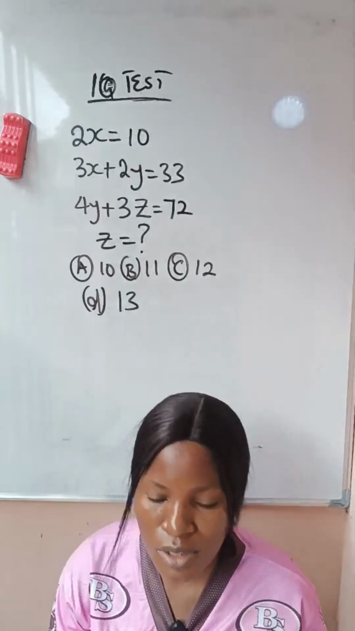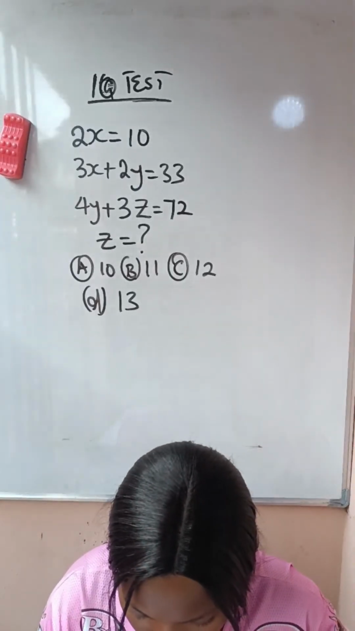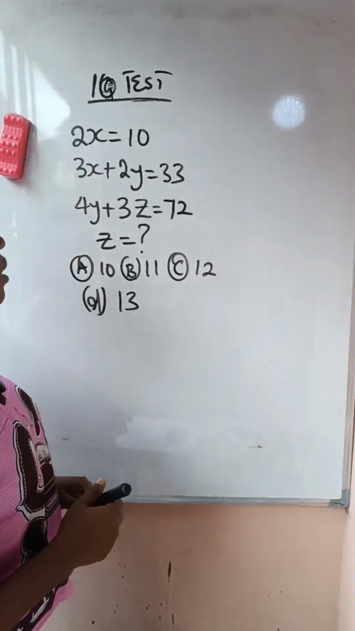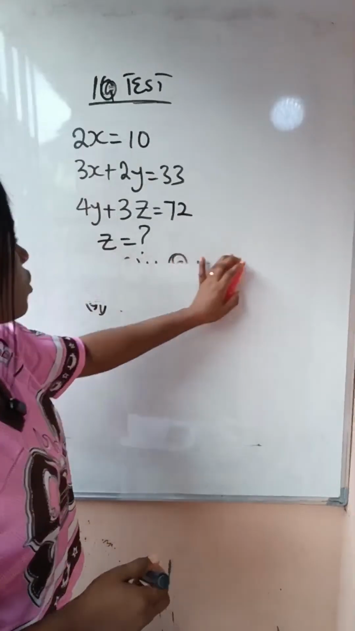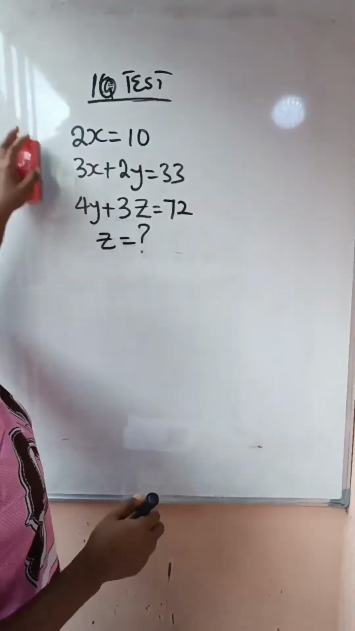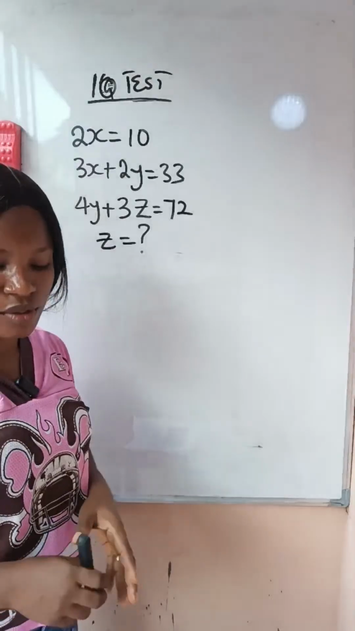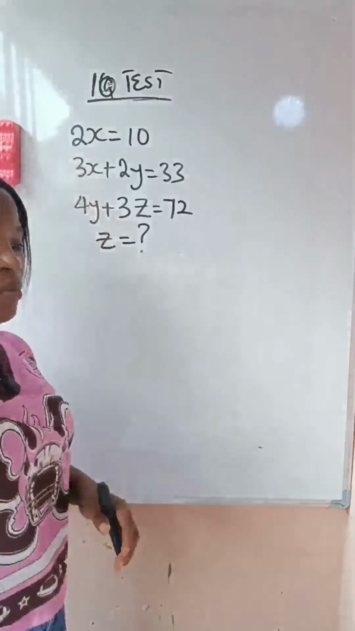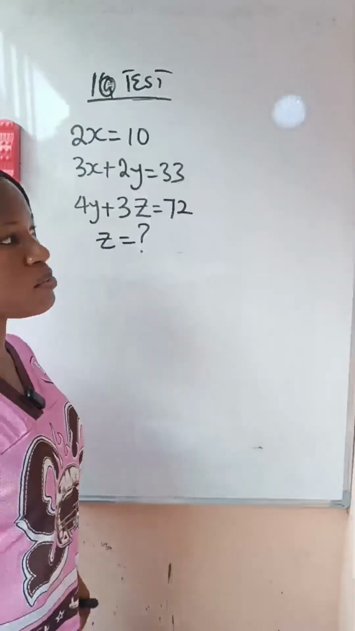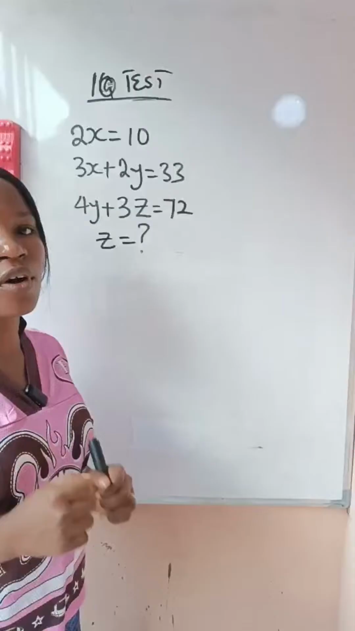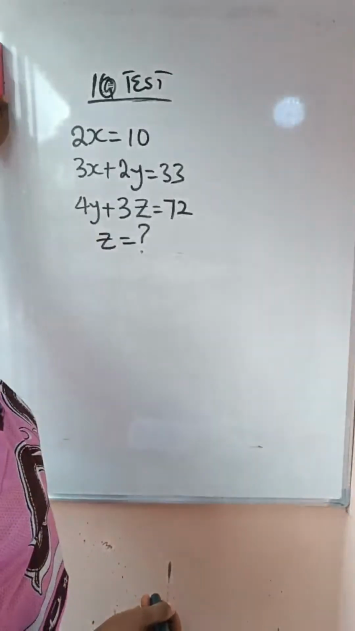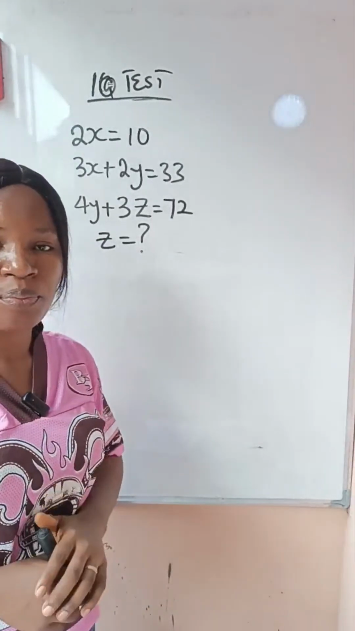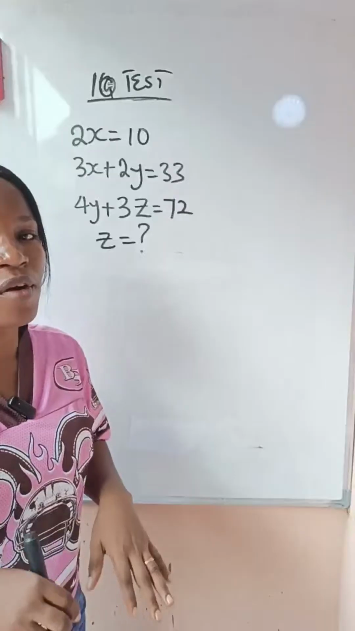Okay, now let's do this together. I always tell my subscribers this, that anytime you see a system of equations, the truth remains that there must be a weak equation amongst them. All of them must not be strong or difficult to analyze. There must be one particular equation from which you can easily get the value of one of the variables.